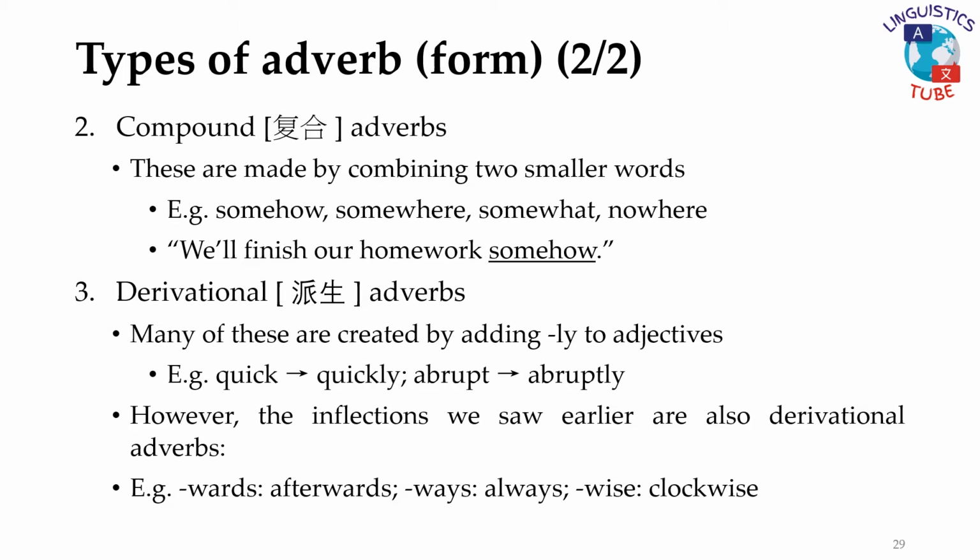However, the 3 inflections that we saw earlier are also derivational adverbs. They are wards, for example, afterwards, ways, for example, always, and wise, for example, clockwise. Compound and derivational adverbs are similar because they are both created by adding 2 things together. However, the important difference is that compound adverbs are made by joining together 2 full words, whereas derivational adverbs are made by combining an existing word with an inflection.